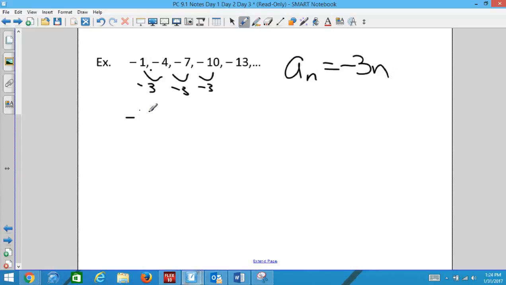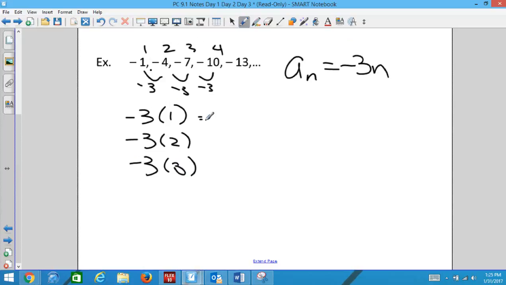I'm going to do negative 3 times 1. I'm going to do negative 3 times 2, because that's my term number. Negative 3 times 3. But that's not the number that's sitting there. How can I take negative 3 and make it into minus 1? How can I take negative 6 and make it into minus 4? Add 2 every single time, right? So we just do that to our formula.